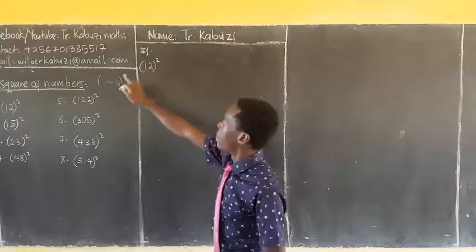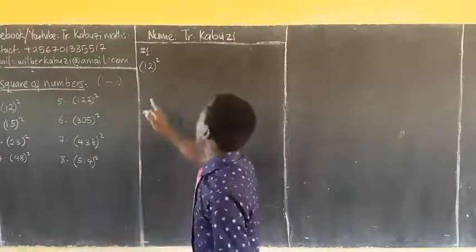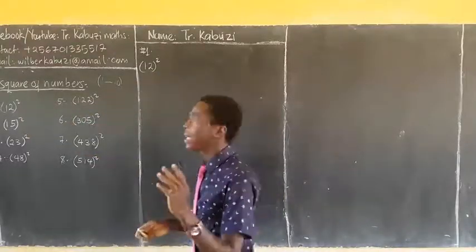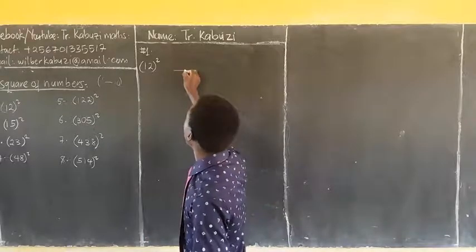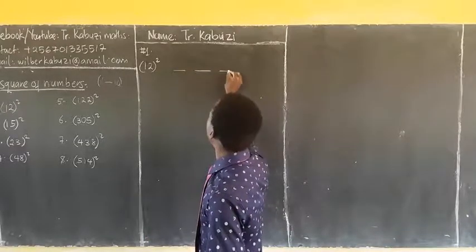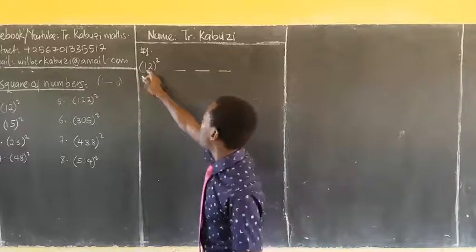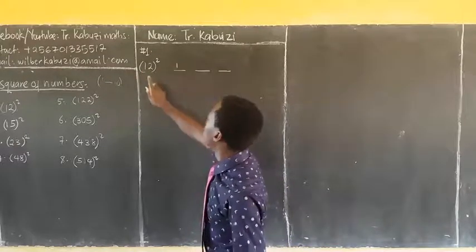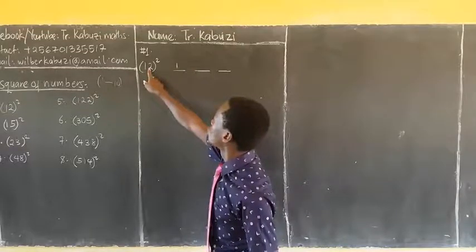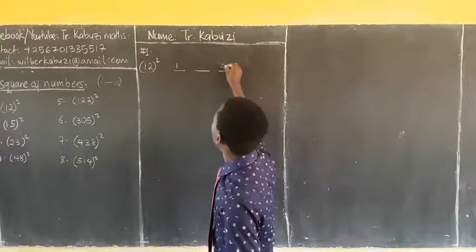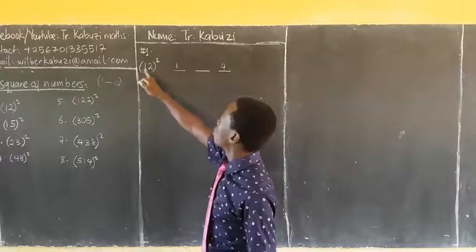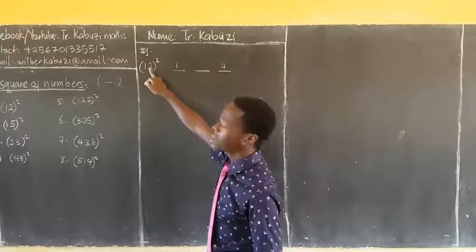Now, I'm going to start with 12. If you have 12, you create 3 gaps like this: 1, 2, then 3. Now, you square the first figure. When I square 1, I get 1. When I square 2, I get 4. Then you get 1 times 2, that's 2.